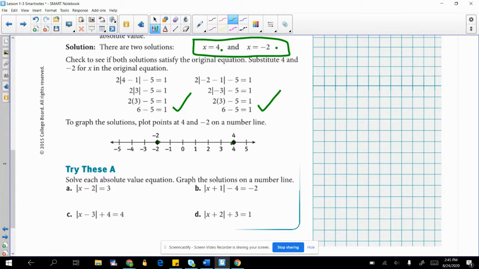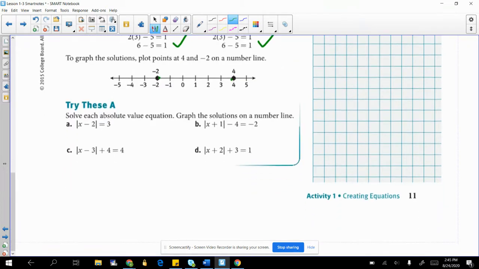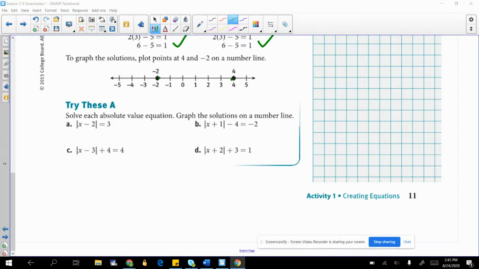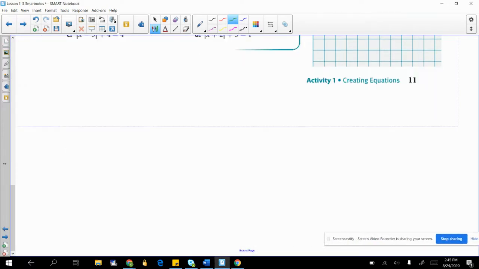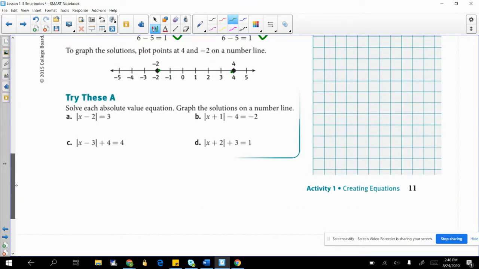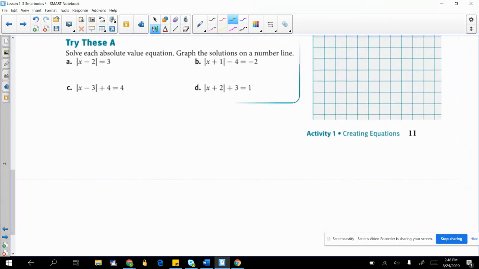Okay? So we are going to try these 4 examples down here. And you may want to get a separate sheet of paper because I know there's not a lot of room in the book. I'm going to try to get some space down here to do them. And you also may want to, I encourage you to pause the video whenever you need to. Okay, so let's start with A.